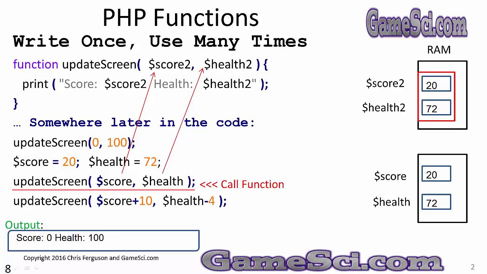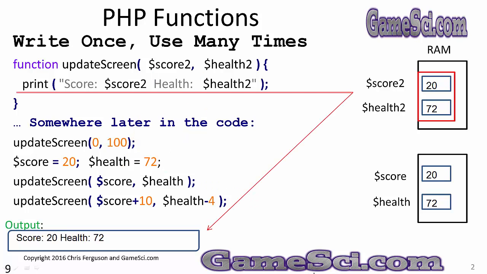When it comes time to update the screen, send them as parameters to update screen. We'll call the function, we'll pass the arguments and assign it to the parameters, and now it's time to execute the function again. This time, when the print statement outputs, you'll see that the values of the parameters get output to the screen. The 20 in score 2 shows up on the output. The 72 in health 2 shows up on the output.